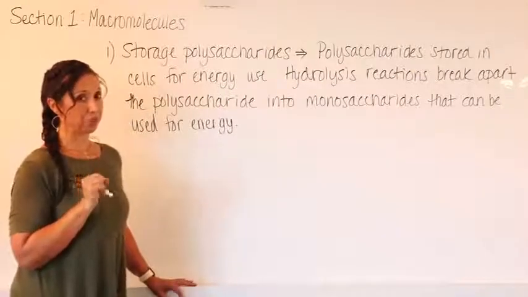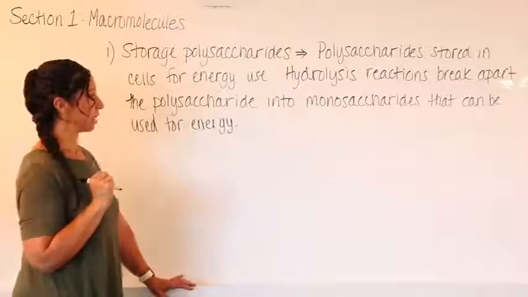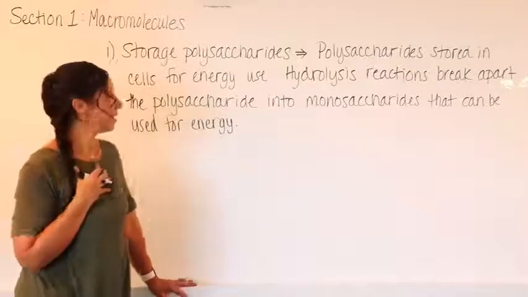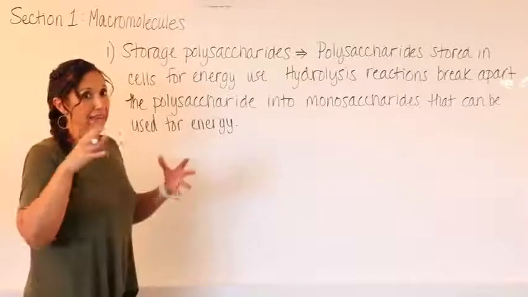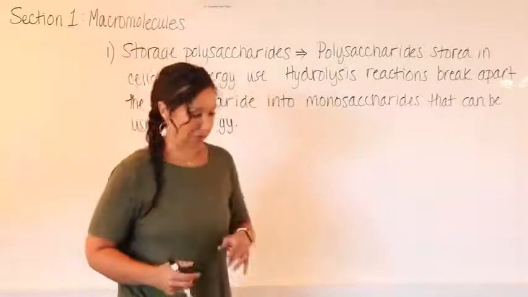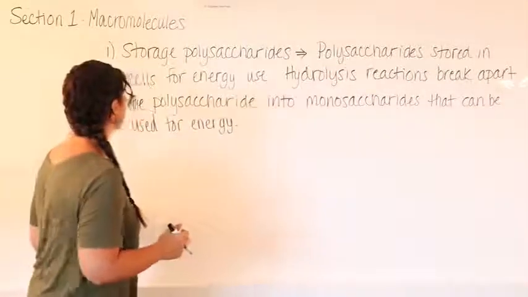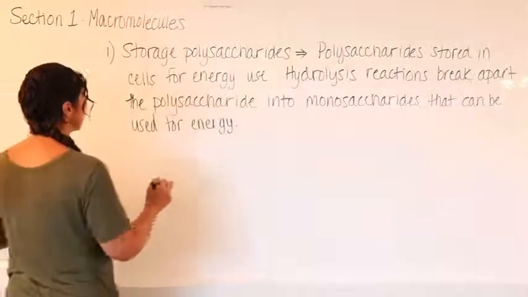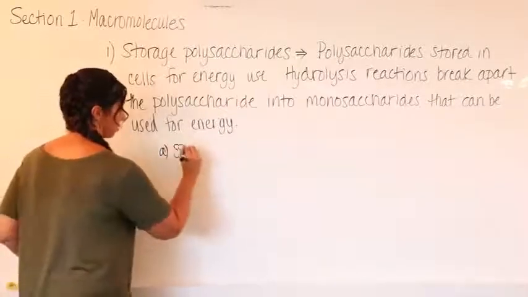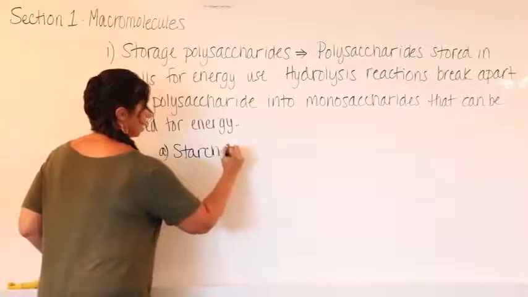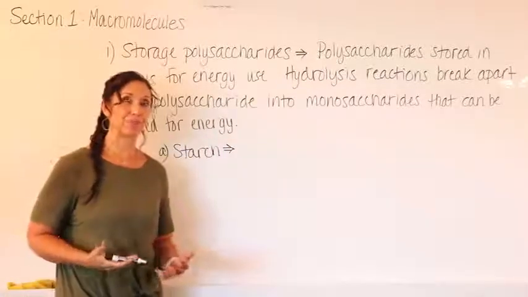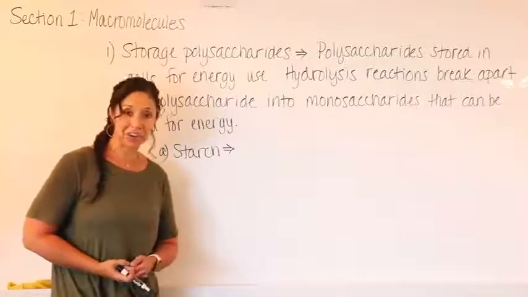There's two kinds of storage polysaccharides that we need to learn about. One happens in a plant cell, the other one happens in an animal cell, such as us. So when I say animal cell, I mean any animal. So that could be your cat, dog, us as well. So here we go. So storage polysaccharides, little a under storage polysaccharide. The first one we're going to talk about is starch. Starch you've heard of before. You eat starchy foods sometimes. If you think of a potato, nothing but starch in there.